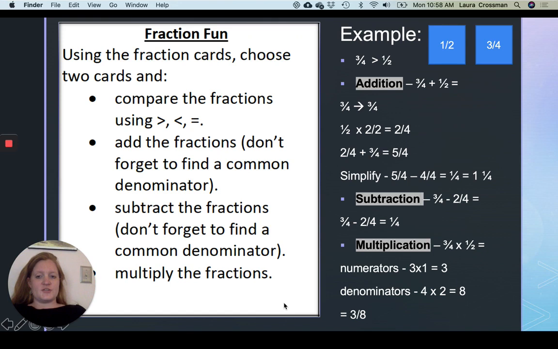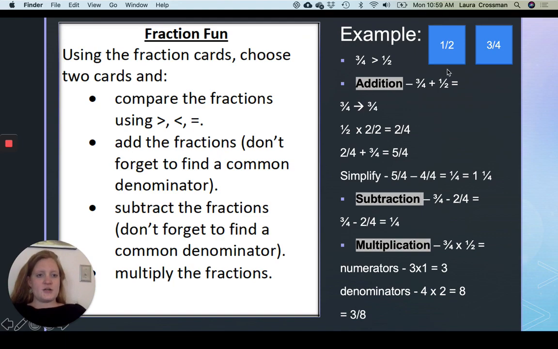Add the fractions, but don't forget to find the common denominator. Subtract the fractions, again, don't forget to find a common denominator, and multiply the fractions. So over on the right side, I have created an example for you.